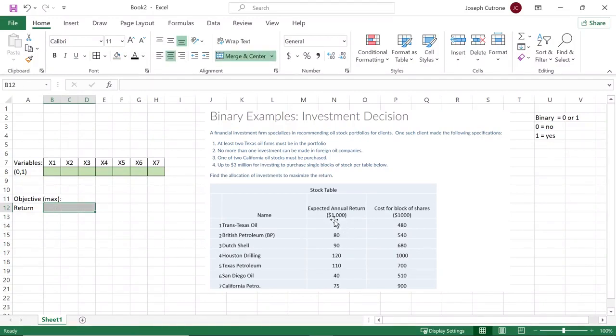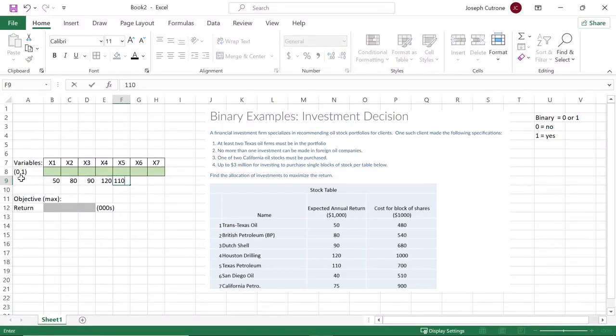So this is where, again, the units are in thousands, so maybe I'll put my units here on the side, just to remind myself that the units are thousands. And if I buy the first stock, my expected return, of course, is 50. The second stock, its return is 80, 90, 120, 110, 40, and 75.